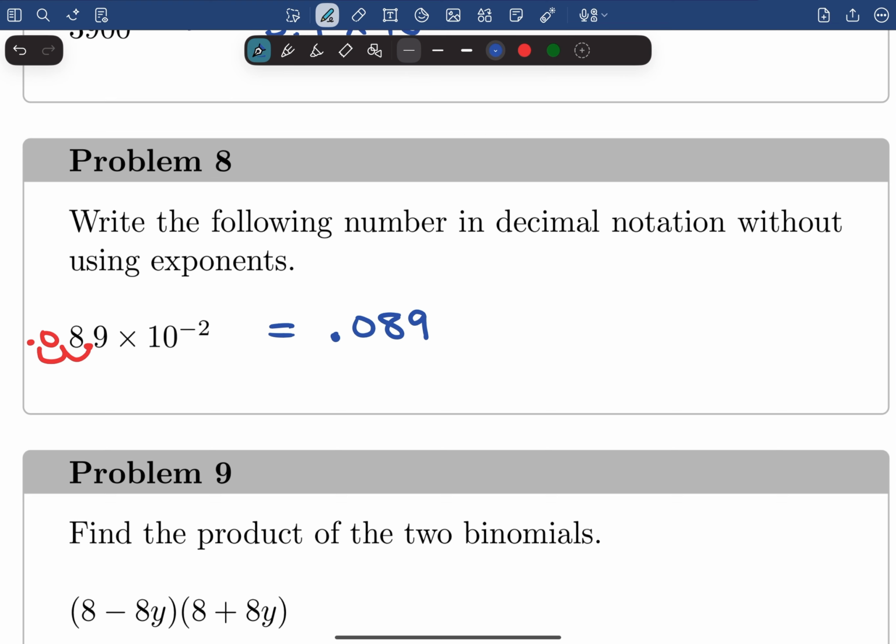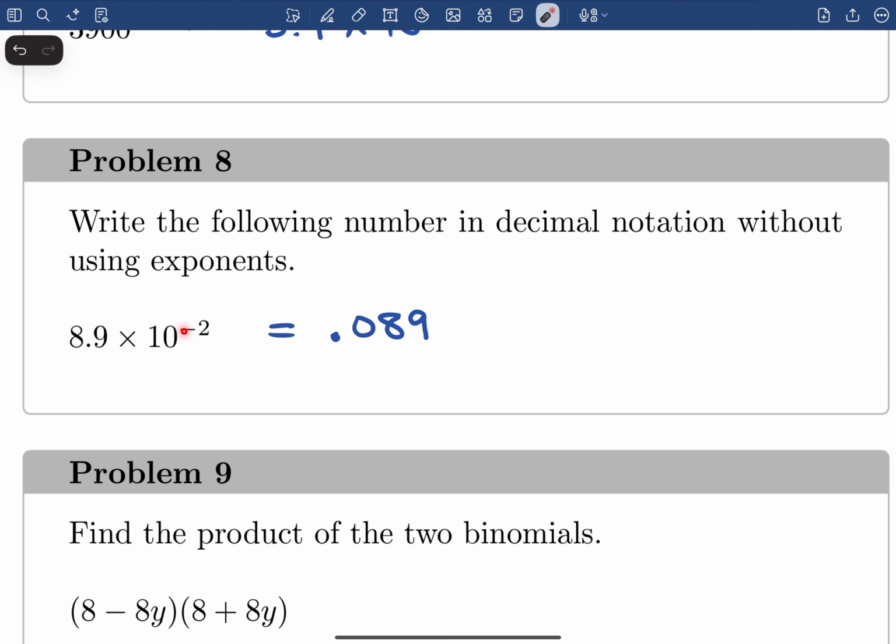0.089. Okay? Now, when you have a number in scientific notation with a negative exponent, that means it's smaller than what you currently see, right? Negative exponent, it's smaller than this. So this makes sense, right?